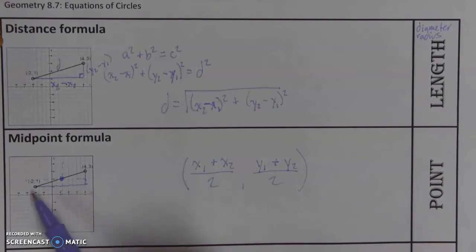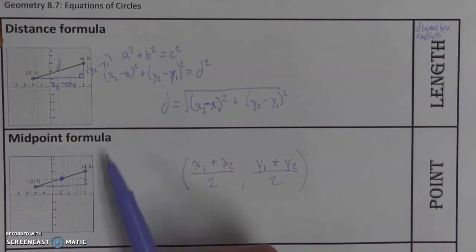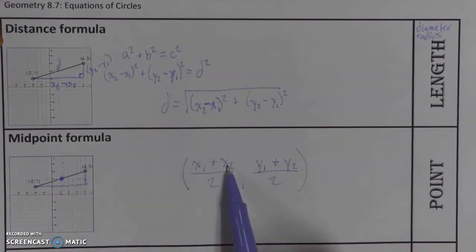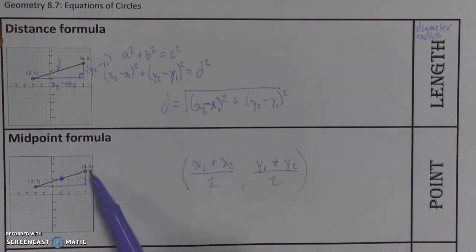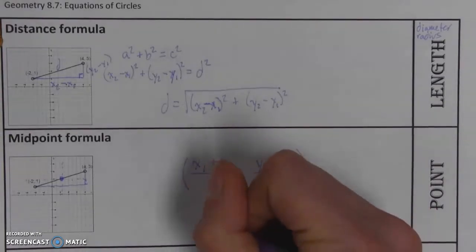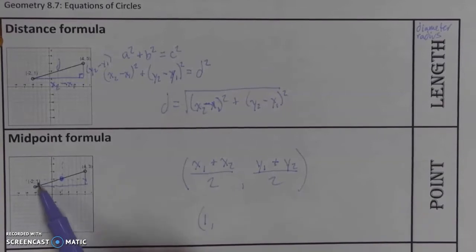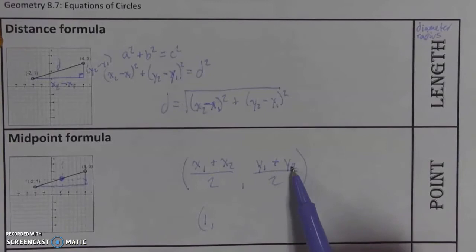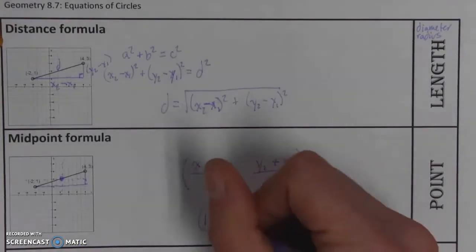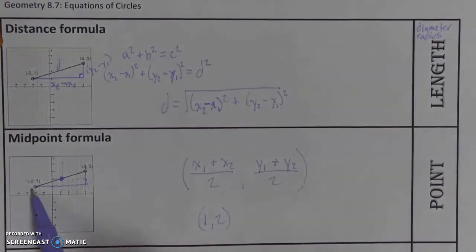In this case, that would mean I do negative 2 plus 4 to get x1 plus x2, and that would give me a value of 2. 2 over 2 will give me 1, so I'd have a point 1 for the x value. And for y, I have y1 is 1, y2 is 3, so 1 plus 3 over 2 will give me my y value. 1 plus 3 is 4, over 2 is 2, so I have the value 1, 2. And if I look at my graph, that certainly makes sense. Even my guess is exactly at 1, 2.